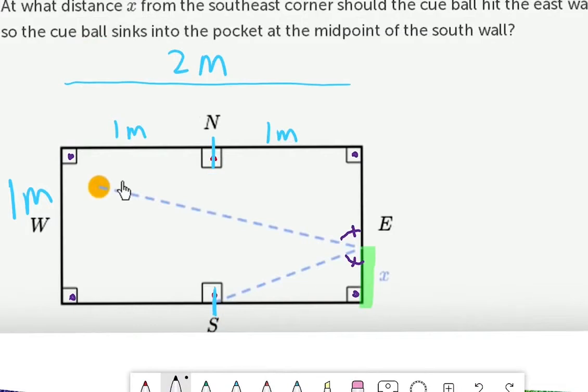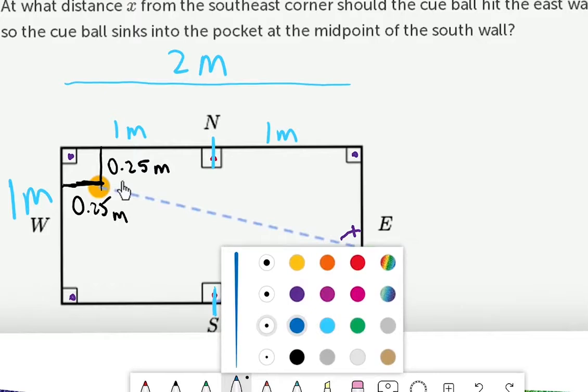Okay. So we know that this cue ball is positioned 0.25 meters away from the top wall and 0.25 meters from the side wall. Yeah? That's what the problem says. So here's what we're going to do. Now watch carefully. I'm going to do this slowly.